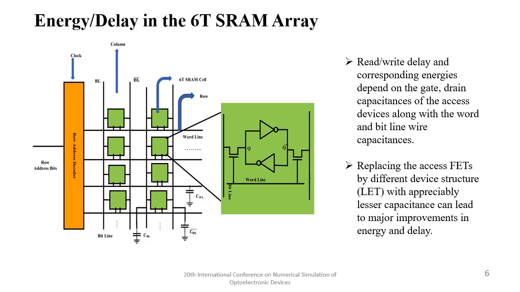This is a 6 transistor SRAM array, and as can be seen, the read-write delays and the corresponding energies depend on the gate and drain capacitance of the access field effect transistors. For the LET device, there is no gate capacitance, neither any drain capacitance. So we can say that for a hybrid array, the critical capacitances will be appreciably lower as compared to regular arrays with FET access devices.